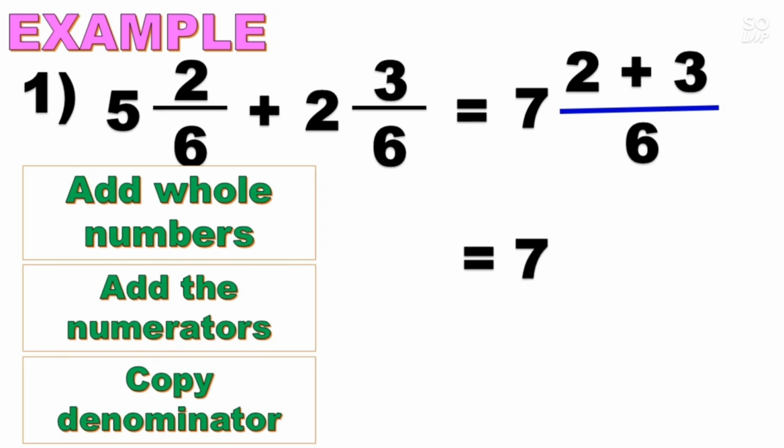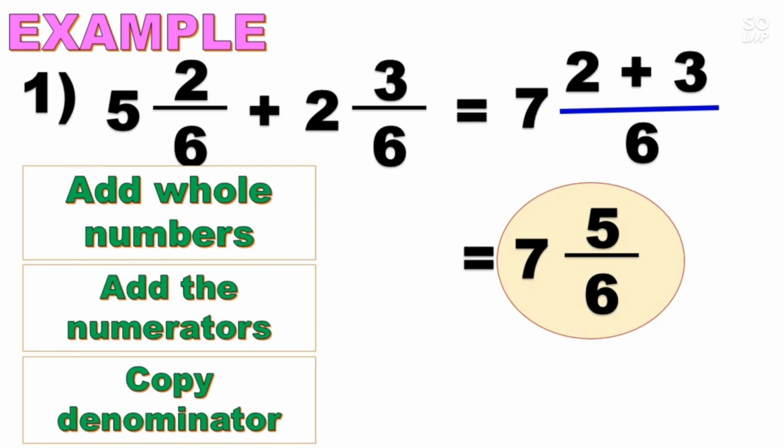Okay, and then simplify. We have now 7, 2 plus 3 is 5, and then we have 6. Therefore, our final answer is 7 and 5 over 6. So, that is how to add mixed numbers with similar fraction.